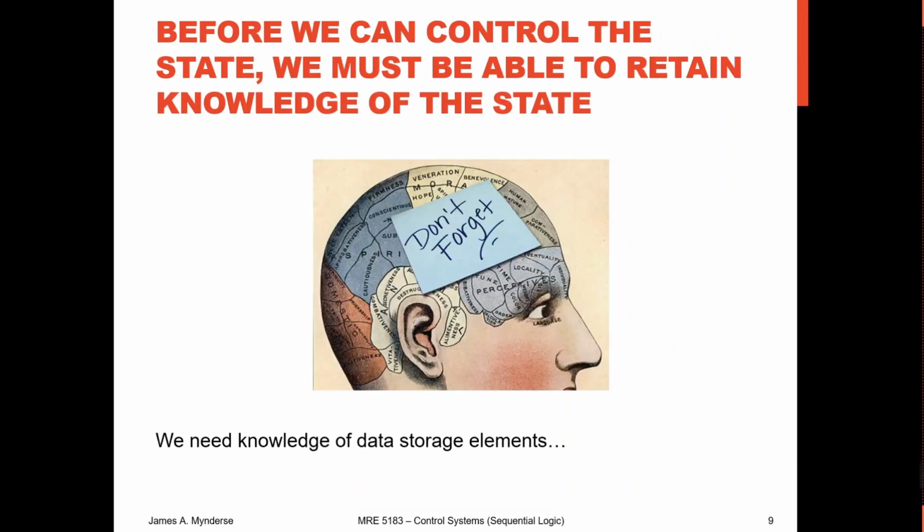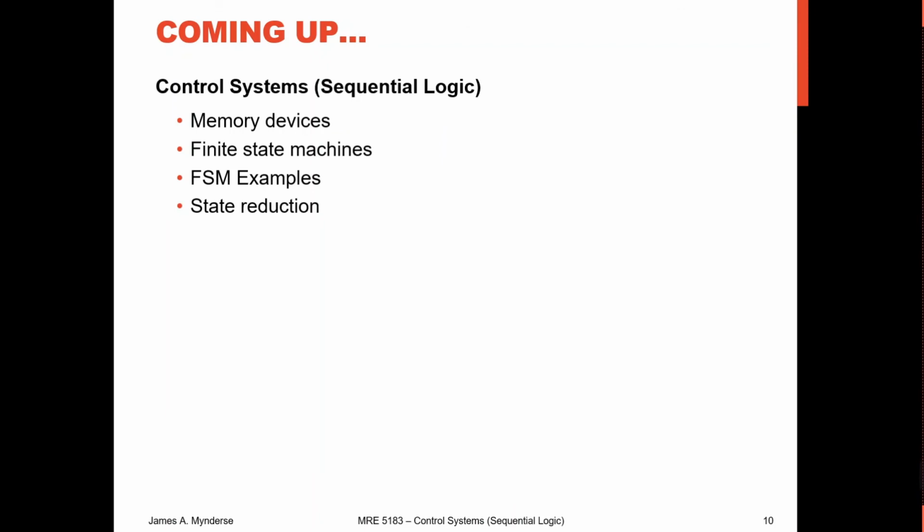So where do we go from here? We need the memory devices. We need to add those into what we already know, the combinational logic. So we need to be able to talk about memory devices. So the next thing we're going to do is start talking through memory devices, and then we will use our memory devices to build up finite state machines. So next video.